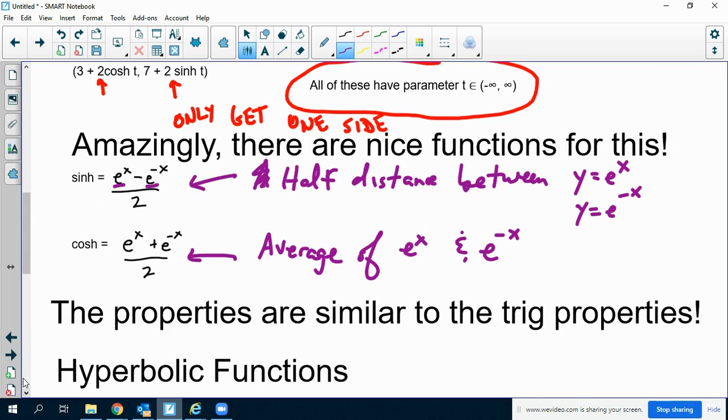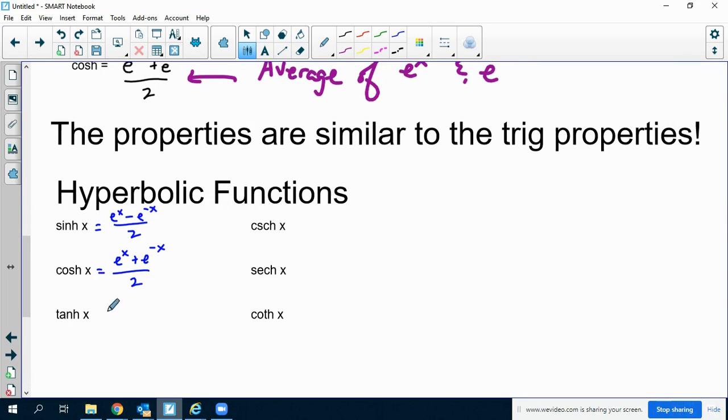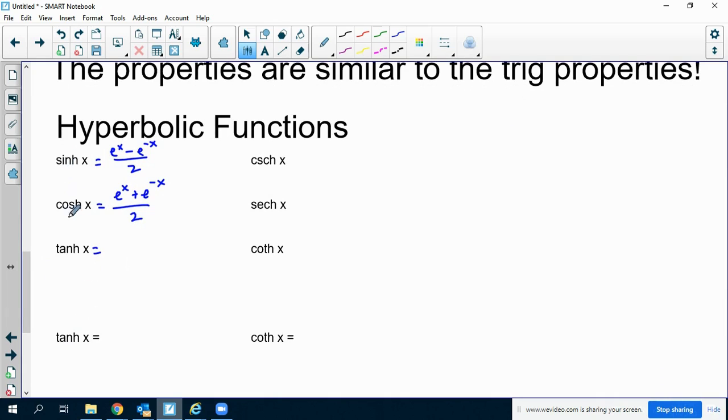And then some other things that are really neat are that the properties are actually similar to trig properties. That begs the question, what is hyperbolic tangent? Well, I'm aware that sine over cosine is tangent. So I wonder if the hyperbolic sine over the hyperbolic cosine is hyperbolic tangent. And so it actually is. If I just take these two things and divide them, I get e to the x minus e to the negative x over e to the x plus e to the negative x. That gets me hyperbolic tangent.